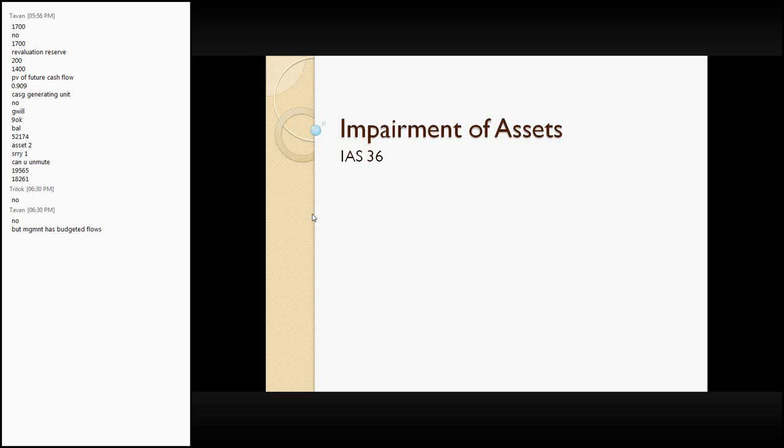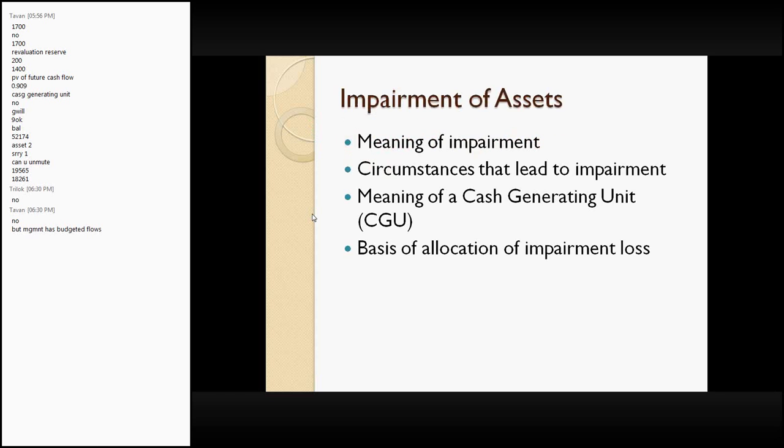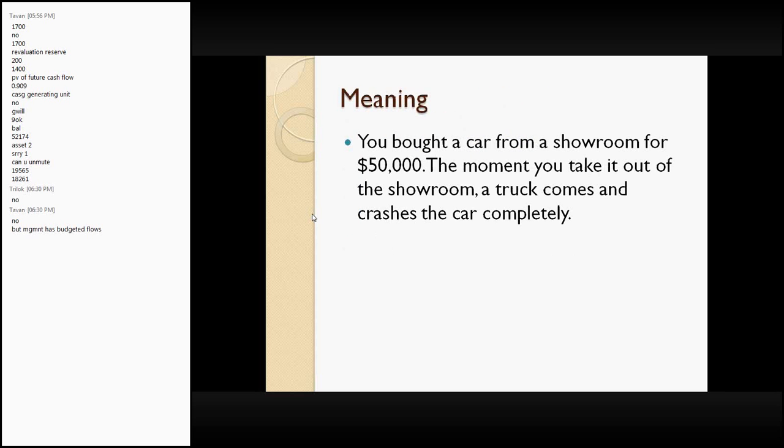So impairment of assets, practically it is almost over. Let's see it theoretically, what the words say, to understand. Okay. Meaning of impairment, circumstances that lead to impairment, meaning of a cash generating unit, basis of allocation of impairment loss. I hope you're clear with all the things now. Oh, one more thing. When do you test for impairment? How frequently? That's what we're going to do now. Okay. So just wait for 15-20 more minutes. You'll get the answer for it.